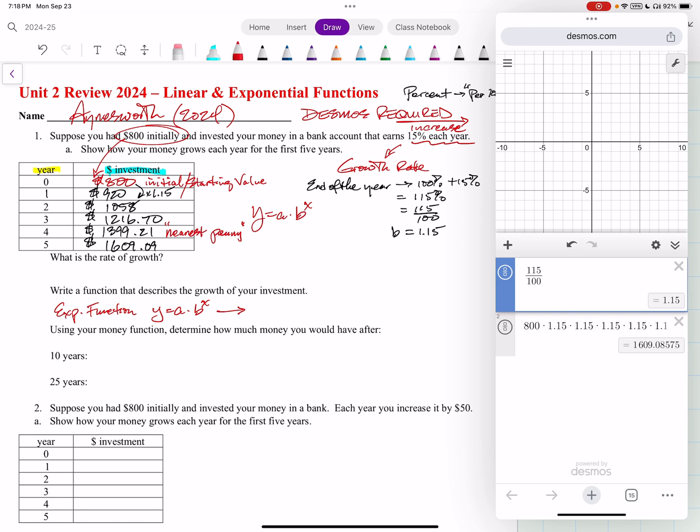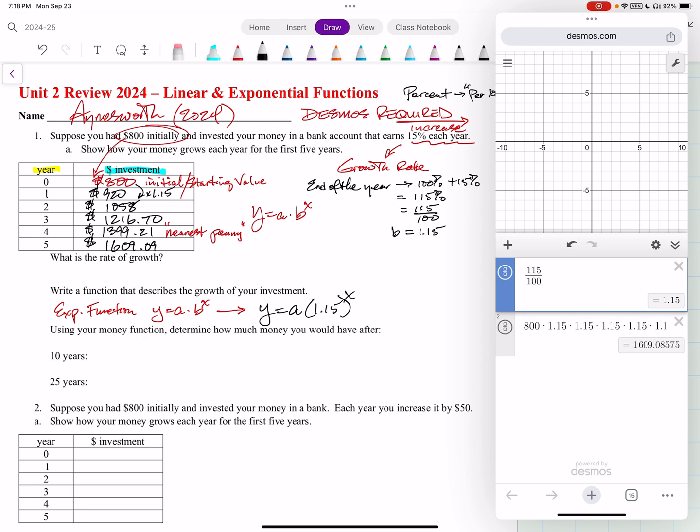Now that we have your b value, what you call your growth rate, we know the initial function looks like this. Y is equal to whatever a is times your growth rate, 1.15, to the power of x. And if you don't remember, the initial value is when time equals 0, so we should know by now that a is 800.